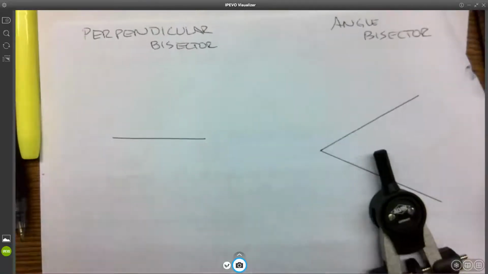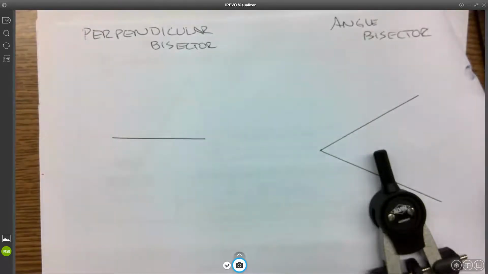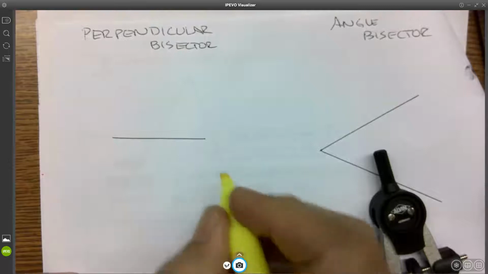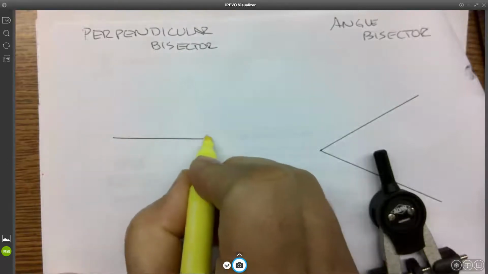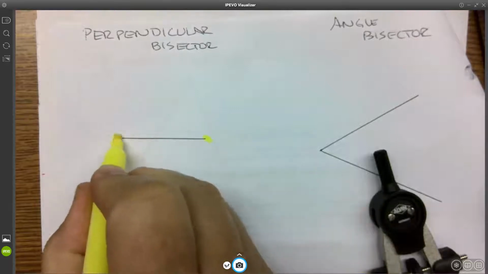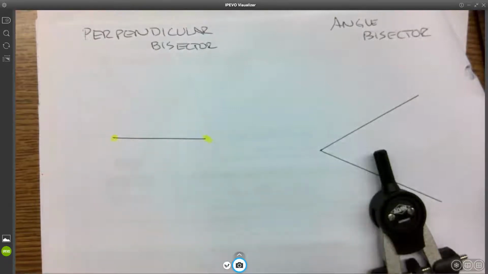Okay, so to begin our constructions for today, we're going to start with a perpendicular bisector. We did this one before, but you might be a little rusty. Notice that I have a segment to begin with. I'm going to note the end of my segment, marking it with these yellow.